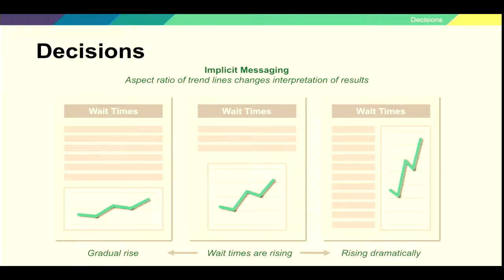As one example of implicit messaging, let's say I have information on wait times and how it's trending. Depending on what aspect ratio I choose to use, I can make that trend line look like a very gradual rise or a very dramatic rise. And so you can see how something like the choice of aspect ratio can really impact the interpretation of data.